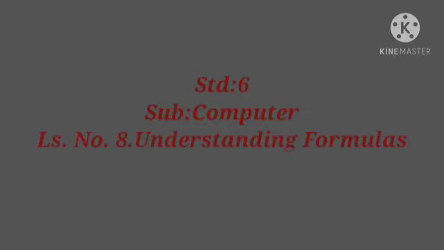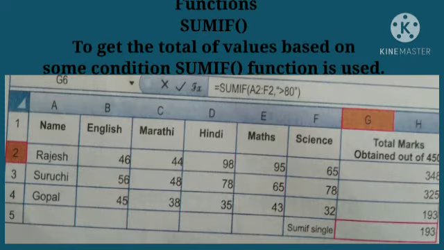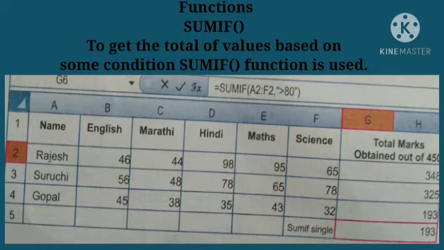Standard 6, Subject: Computer. Today we are going to learn Lesson 8, Understanding Formulas and Functions, Part 2. Functions. A function is a predefined formula for performing a particular task. Now student, the SUMIF function. To get the total of values based on some condition, the SUMIF function is used. The Excel SUMIF function returns the sum of cells that meet a single condition.